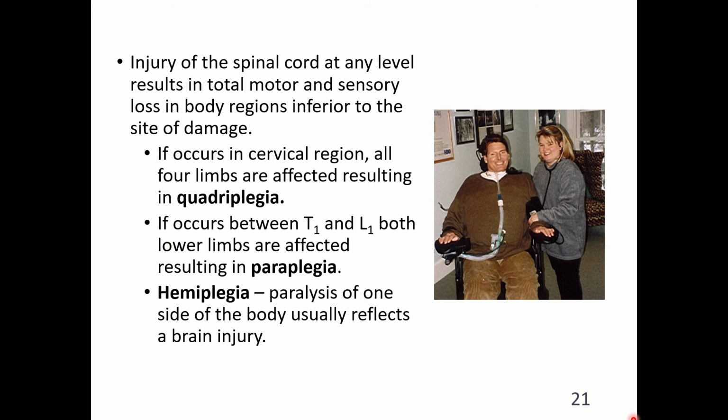Injury of the spinal cord at any level results in total motor and sensory loss in body regions inferior to the site of damage. If the injury occurs in the cervical region, all four limbs are affected, resulting in quadriplegia. If the injury occurs between T1 and L1, both lower limbs are affected, resulting in paraplegia. Hemiplegia is paralysis of one side of the body, usually reflecting a brain injury or a stroke.